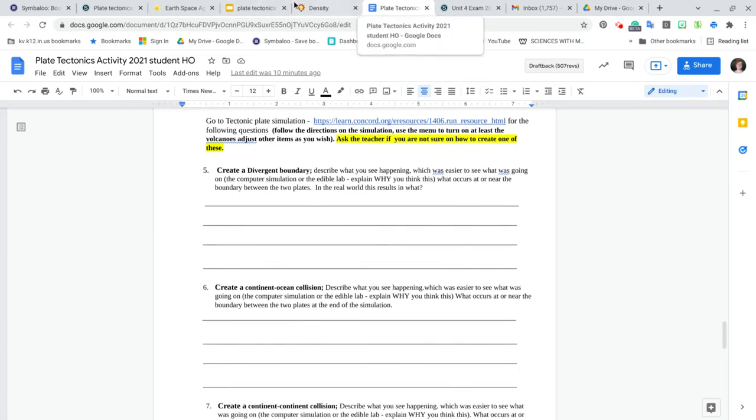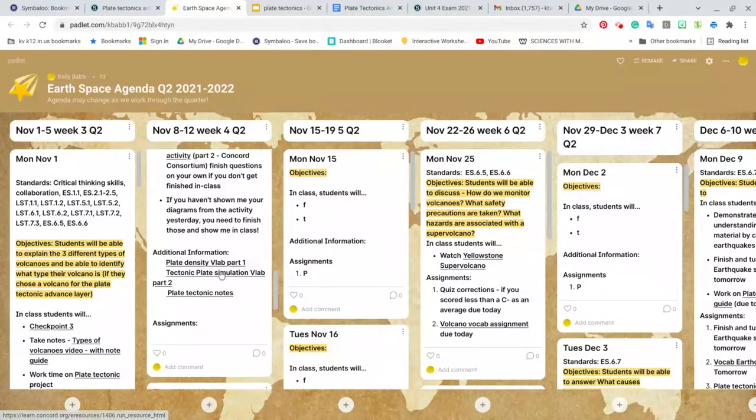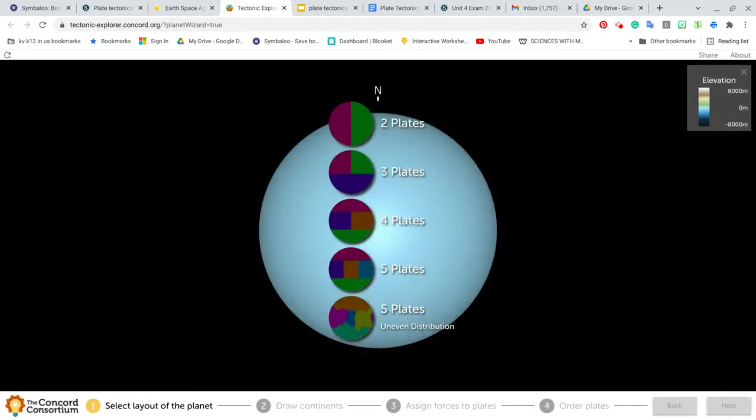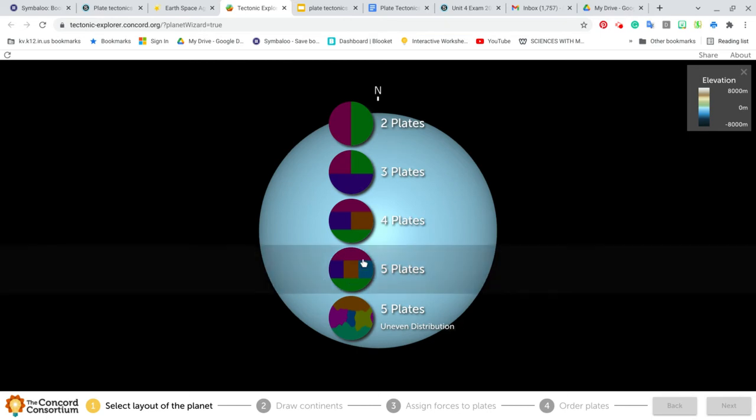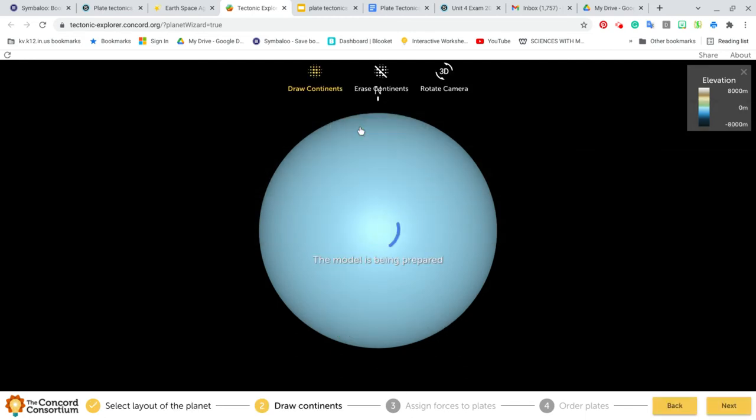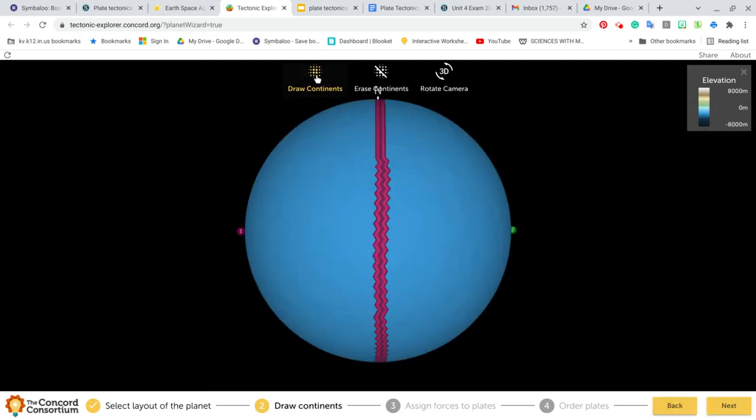Second one. I'm going to close out of that one. Again, that's going to be tectonic plate simulation Vlab. And I've signed on before, so you may see sign in with Google or whatever else. This one gives you lots of choices. I would just pick two. It makes it easy. You get to draw the continents here, so that's kind of fun. Draw whatever continents you want. I'm going to draw KV.